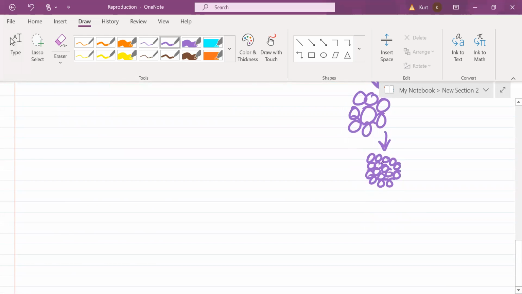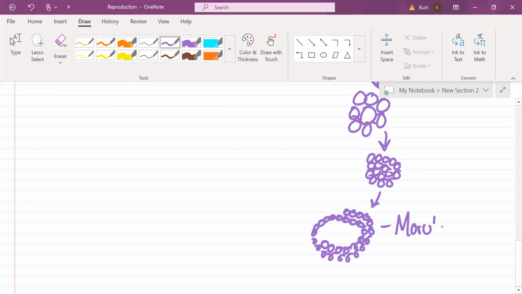And I'm not going to keep doing this whole 2 to 4 to 6 or 2 to 4 to 8 to 16 to 24. But what I am eventually going to get into is I'm going to draw a 32 cell. Roughly 32 cells. This is called the morula. It's about 30 cells.